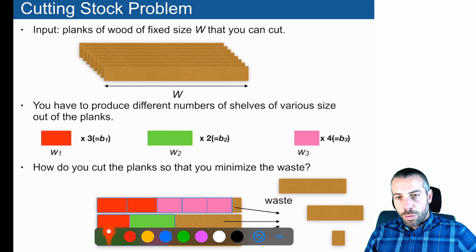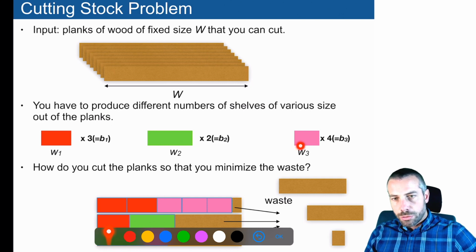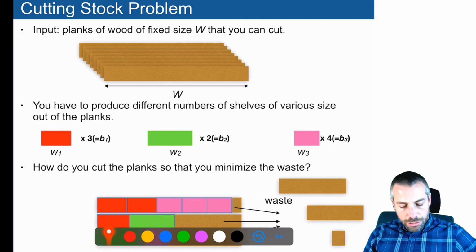You have to cut a set of orders that are given in advance, so that you minimize the total amount of waste by selecting the number of planks that you will take. For instance, you have here 3 orders represented by the colors. You must cut 3 red orders of length W1, 2 green orders of length W2, and 4 pink orders of length W3. You need to decide how to place the orders and select the right number of planks of size capital W, so that you minimize the amount of waste.